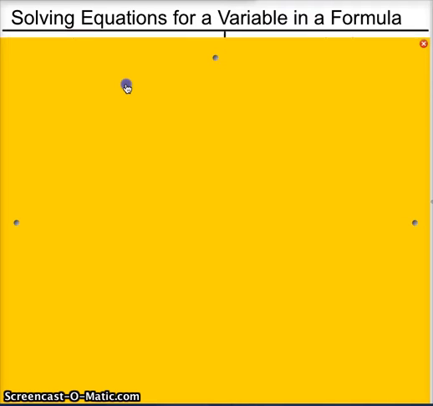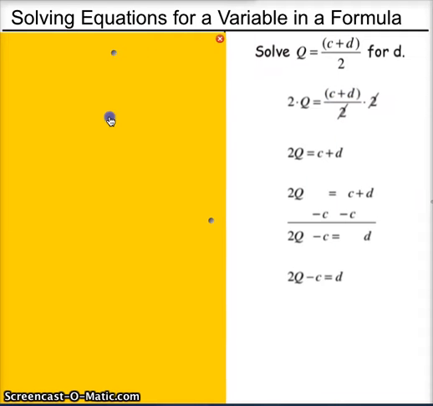Now let's look at another example. Solve q equals the quantity c plus d, over 2, for d. So I want to get d up here by itself. Rule number 1, and you can take note of this, is you can never just jump straight to the numerator. The first thing you have to do is cancel out the denominator. So we have to get rid of the divided by 2. In order to cancel out dividing by 2, I'm going to multiply by 2 on both sides.